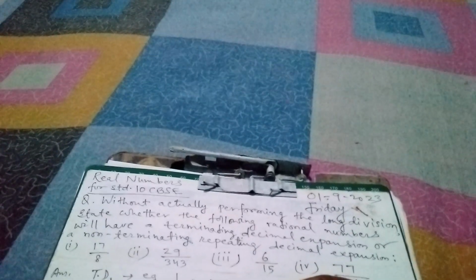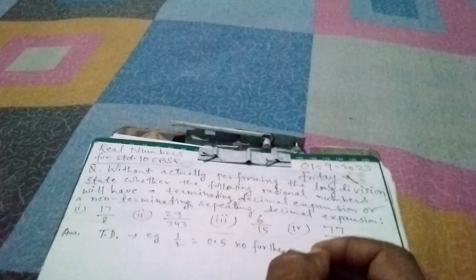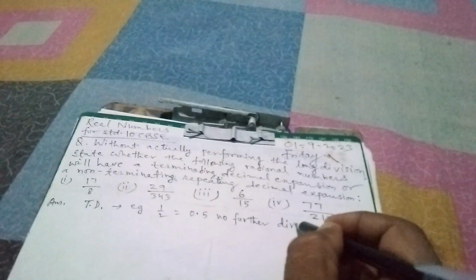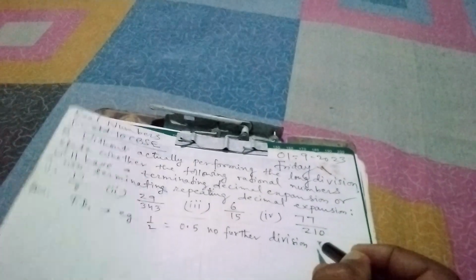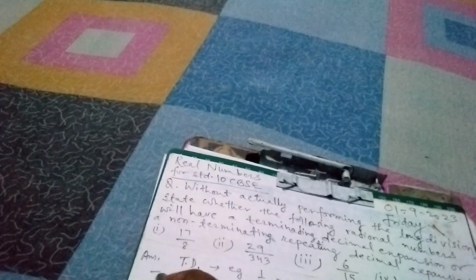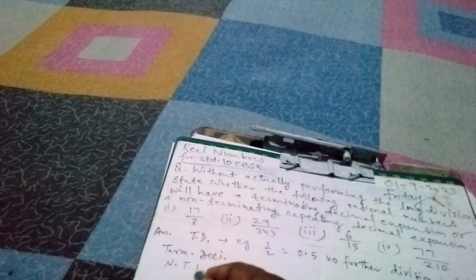1 by 2. If you divide, then you get 0.5. Here, division is over. No further division. Therefore, it's a terminating decimal. Okay. Now, non-terminating and TD.